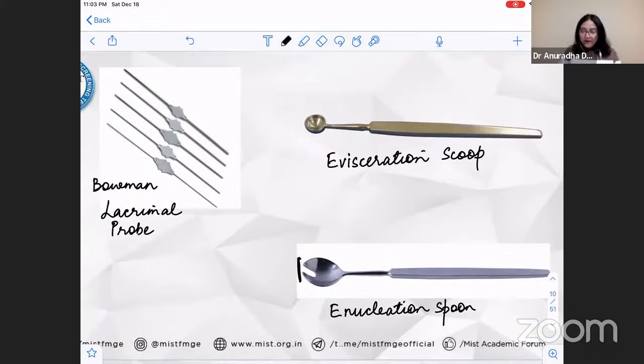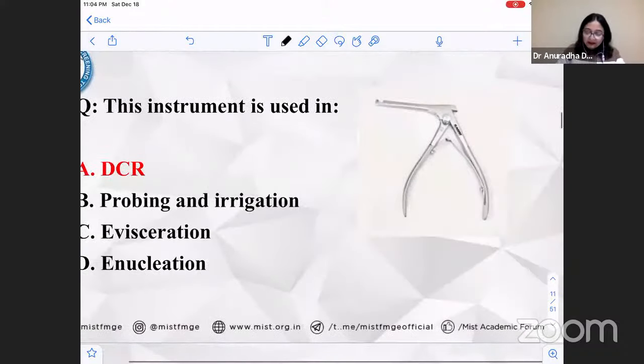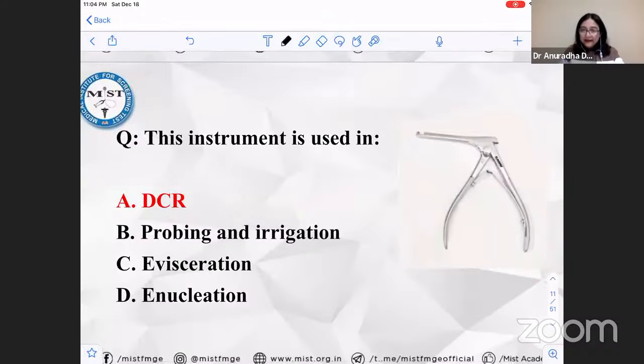Okay? So hope we are very clear. Because instrument-based questions are also expected. They can show you a Cloward clamp, or instruments used in cataract surgeries. And here we have discussed the enucleation spoon, evisceration scoop, and Bowman lacrimal probe. So all these can be helpful for the upcoming exams also. So here the right answer to this question is now clear. This is a bone punch and this is used for DCR, right? So we can move on to the next question now.